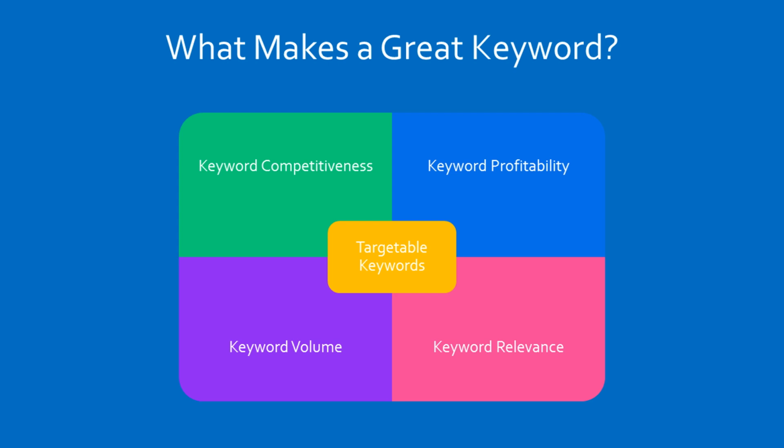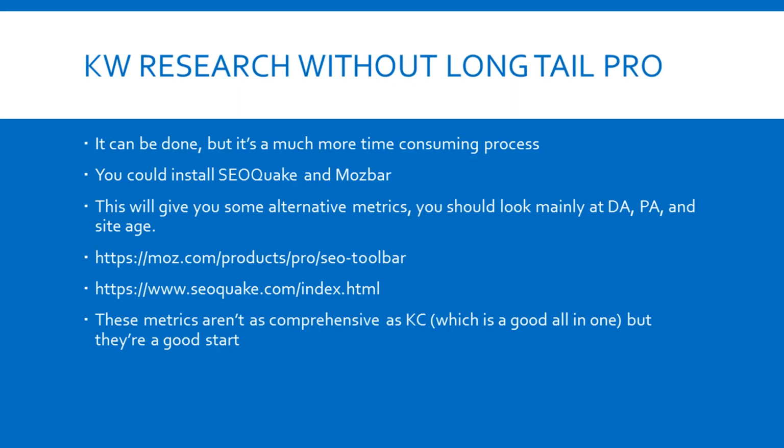That being said, there are free alternatives. There is a way to do this without using a tool like LongTail Pro. It is going to be a lot more time consuming. One option is to install free Chrome add-ins like SEOQuake and Mozbar. They'll give you some alternative metrics. If you're using these specific ones, you should mainly look at DA, which is domain authority, PA, which is page authority, and site age. You can download these specific toolbars at these URLs right there.